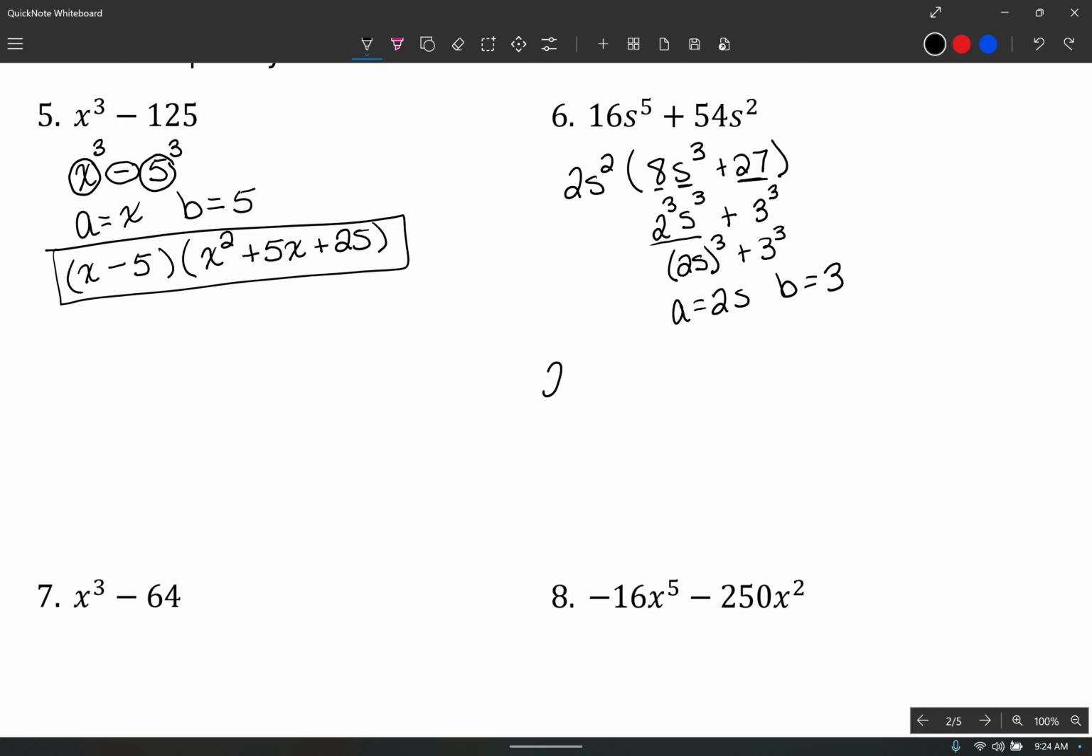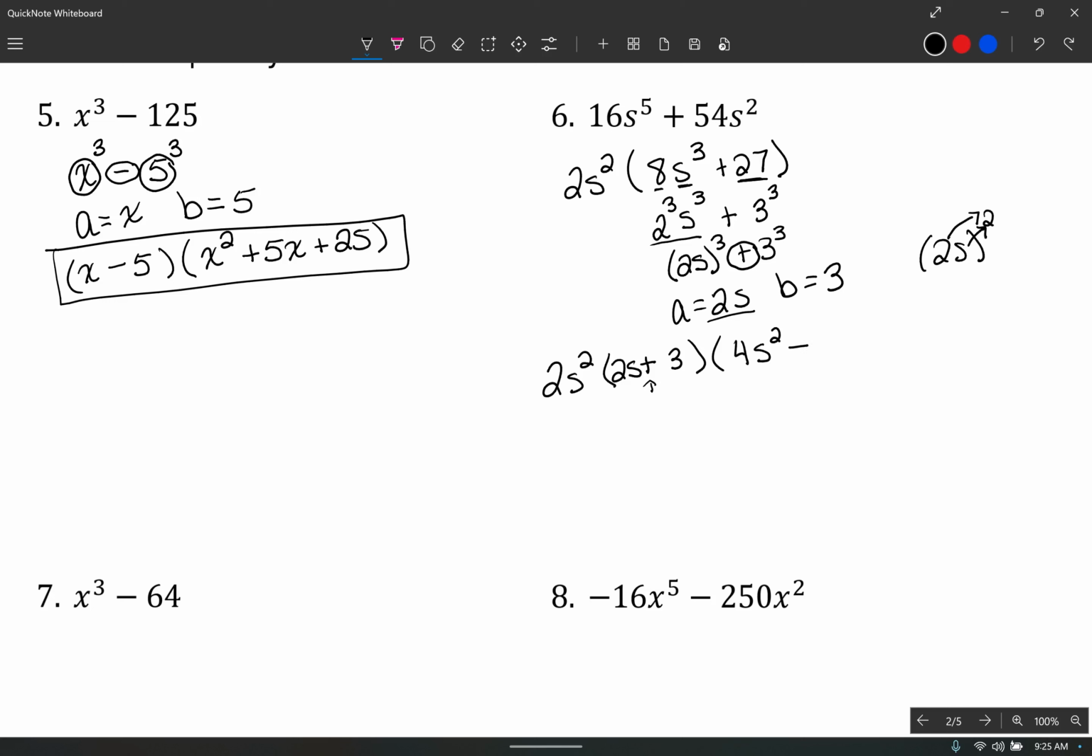Now I do have that common factor that needs to go out front, and then I can put my binomial and my trinomial. So I know that the sign of this binomial is positive because that's what's in between my two perfect cubes. And then a goes in front, b goes at the back. And then we have our trinomial, so I'm going to square 2s. Now, if you square 2s, you have to square the 2, and you have to square the s. So 2 squared is 4, and s squared is s squared.